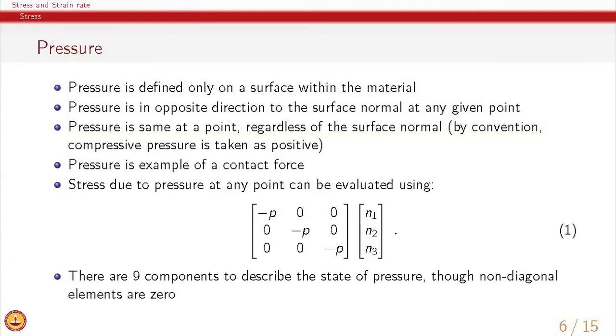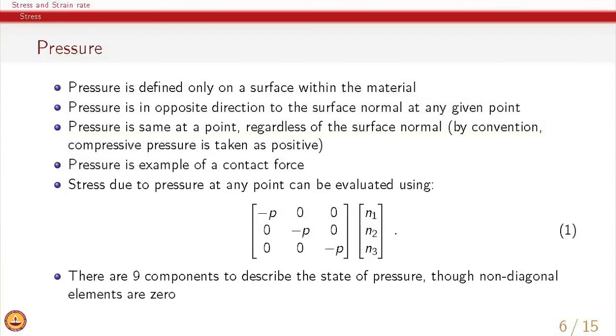3 of them are non-zero and all of them are uniform. All the diagonal components are minus p, while all the non-diagonal components are 0. Generally, to specify the state of contact force, all 9 components will be needed, because pressure is a specific type of contact force which is uniform regardless of the surface normal. Given that the surface normal does not determine the amount of stress, we have this specific form where the diagonal terms are all identical to each other, and by convention we write it as minus p, while all the off-diagonal terms are 0.